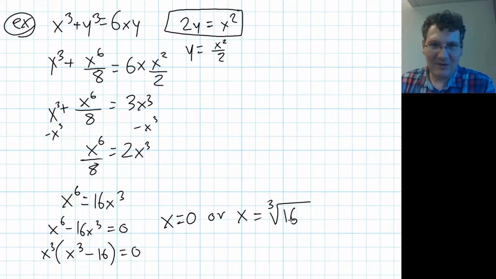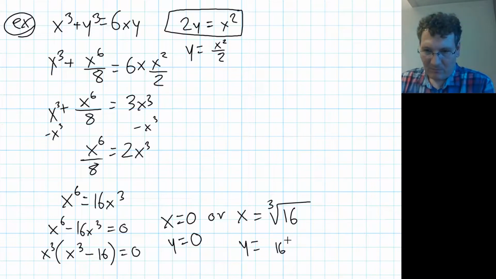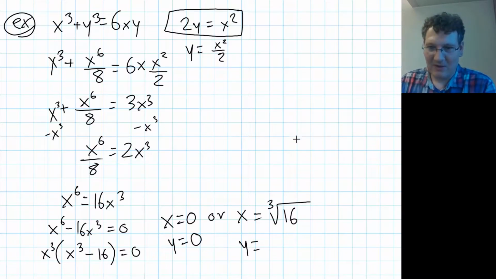And since y equals x squared over 2, y is also going to be 0 for this first point, and for this other, y is going to be, let's see, I have to square it, so this is going to be 16 to the 2/3 over 2. So if I work this out, let's square that and divide it by 2. That's the cubed root of 32.